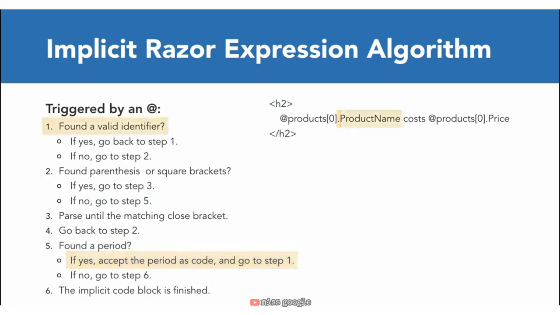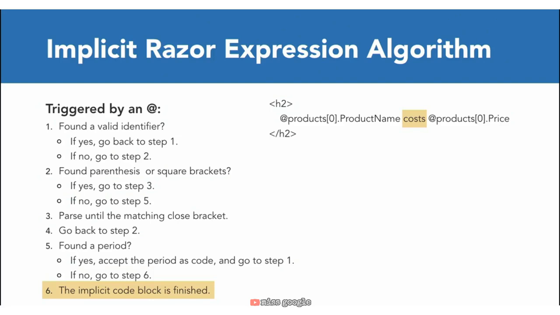Step 1 is looking at our ProductName property as the next token. This is a valid identifier in C#, so we'll advance a token and loop back to step 1 again. This time it finds the word costs, which is not a valid C# identifier. So the Razor parser will go to step 2. It's not any kind of a bracket, so it will continue to step 5. It's also not a period, so it will jump to step 6. And step 6 indicates that we found the end of this code expression. That shows you maybe a little bit of how the Razor parser works when it's looking through your code for any implicit code expressions.